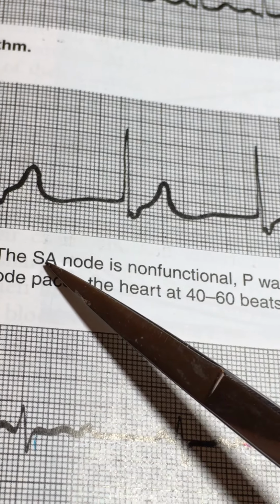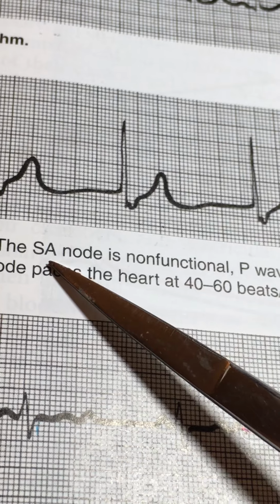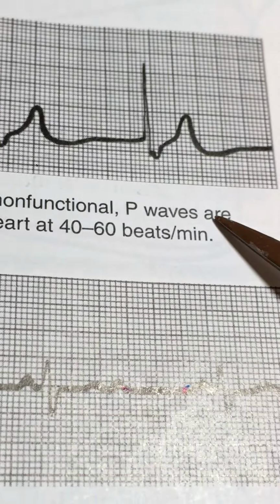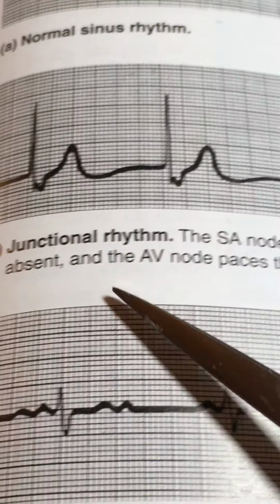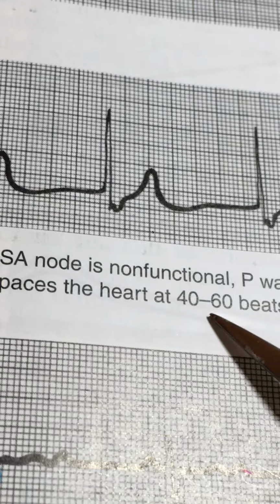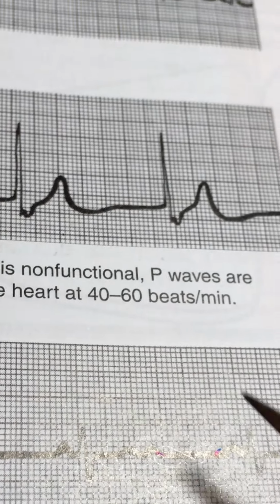It could be that the SA node was completely destroyed in that myocardial infarction. There was tissue death at that spot. And it says your P waves are absent, and the AV node paces the heart at somewhere probably closer to 40 than to 60 beats per minute.